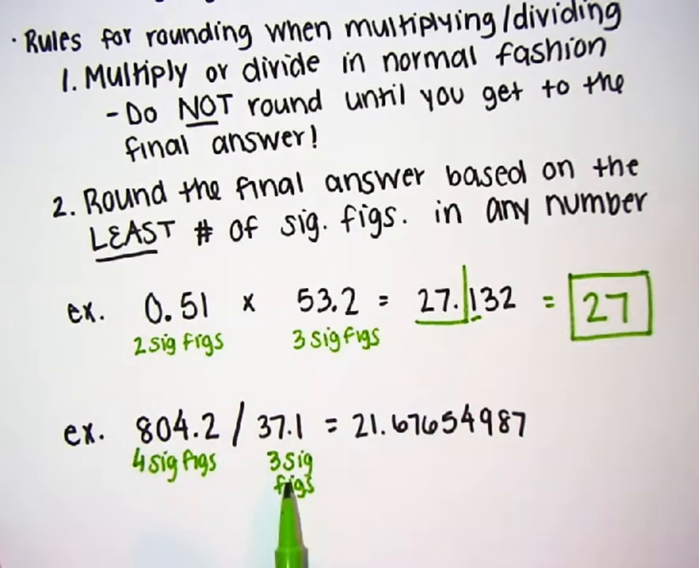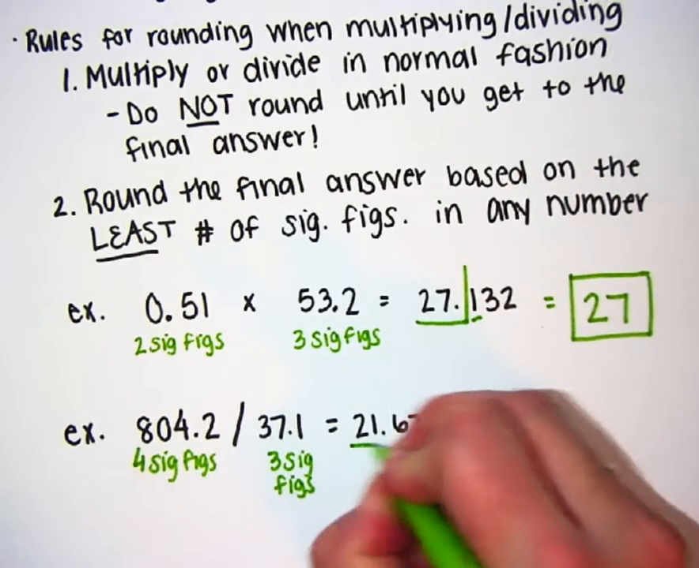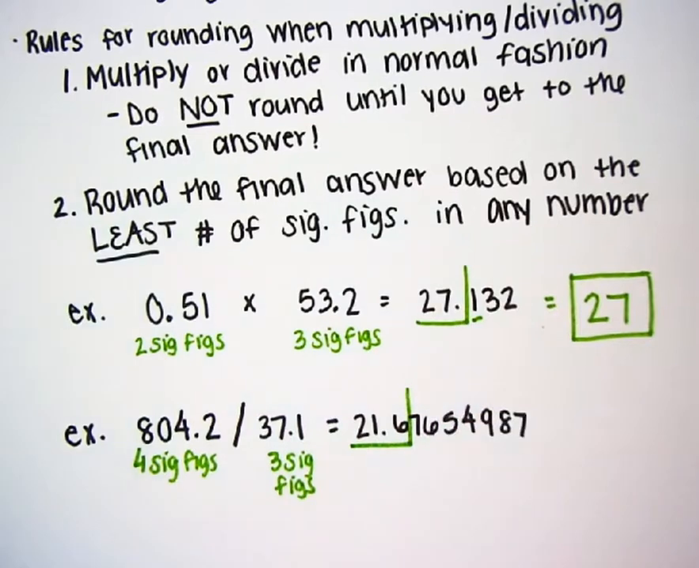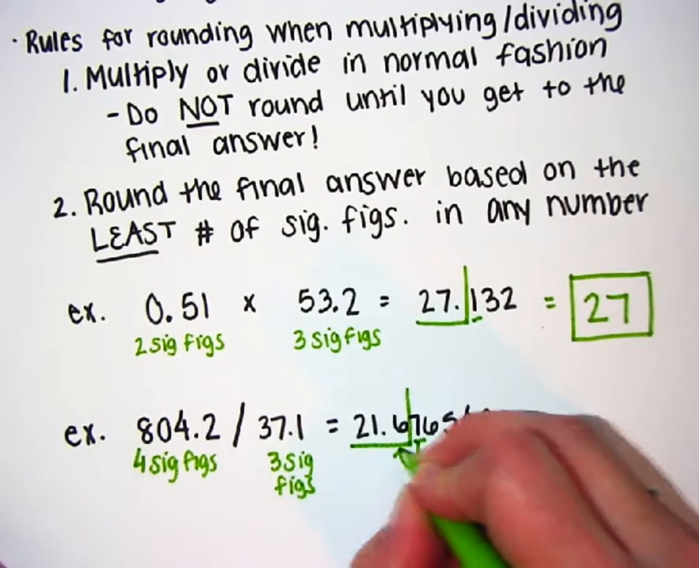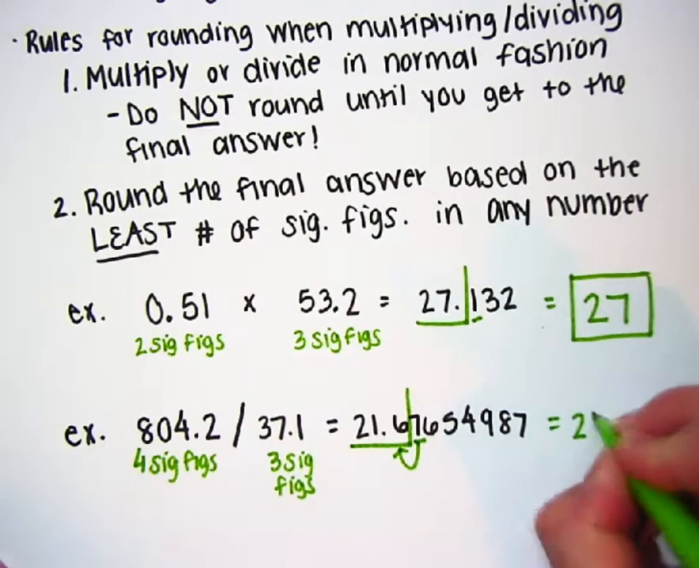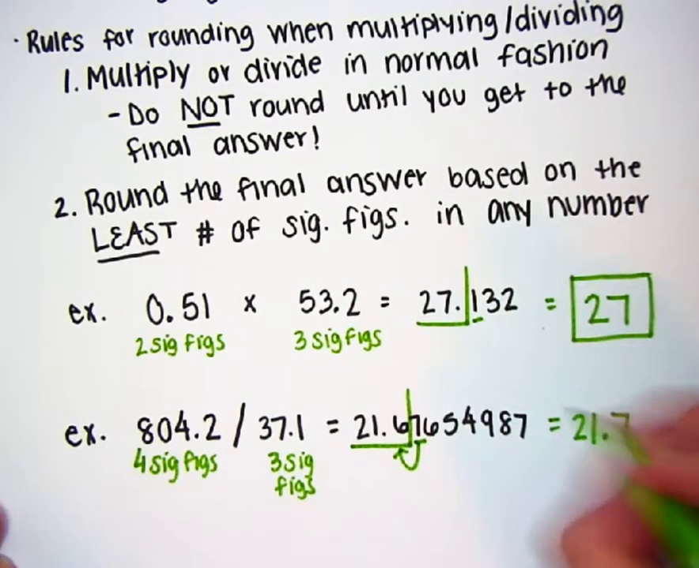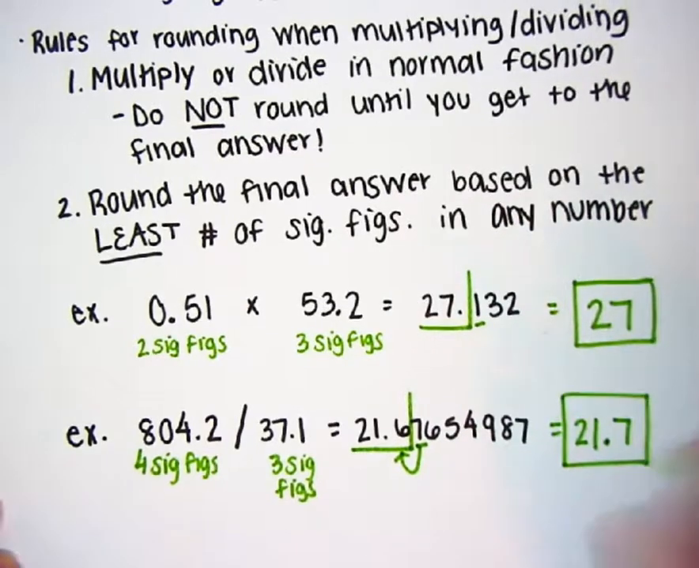We're always going to round to the least number. 3 is less than 4, so I'm going to round my answer to 3 significant figures. 7 is greater than 5, so this would round up to 21.7. So whether you are multiplying or dividing, we multiply or divide in normal fashion. We look at the number of significant figures. Whichever one is smaller determines how many significant figures can be in your answer.